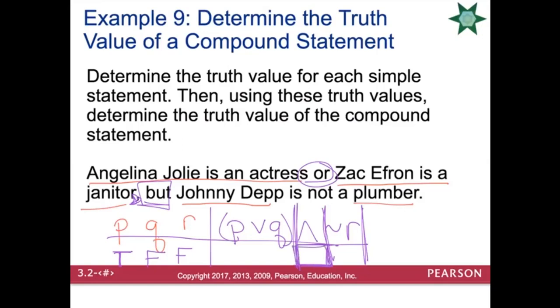So P or Q. You have a true and you have a false. As long as one of them is true, P or Q will be true. Not R is going to be the opposite of false, which is true. So we are doing a conjunction, which is "and." In a conjunction, as long as they are both true, the conjunction is true. So this statement is a true statement. Angelina Jolie is an actress, or Zac Efron is a janitor, but Johnny Depp is not a plumber. True statement.